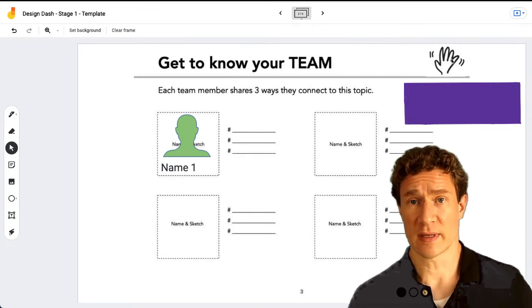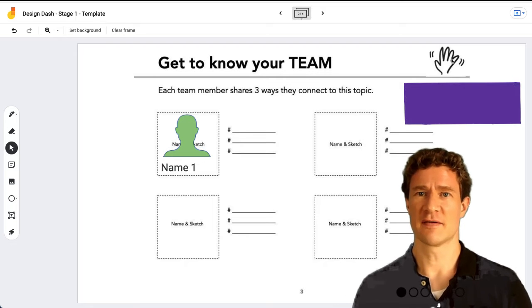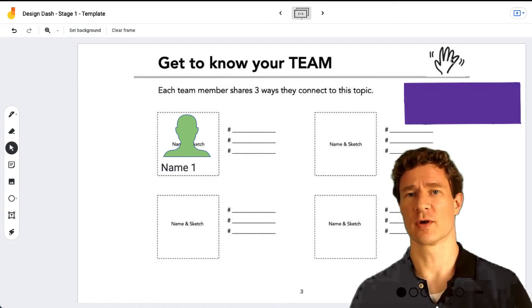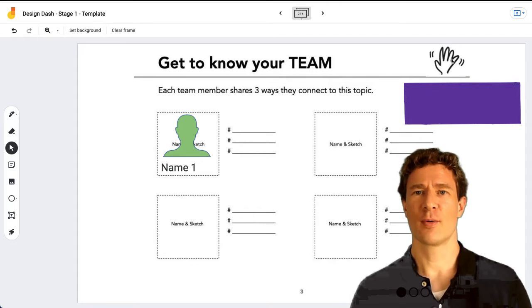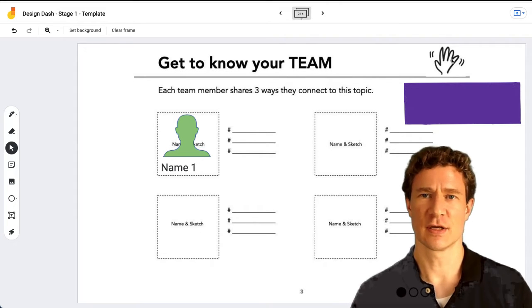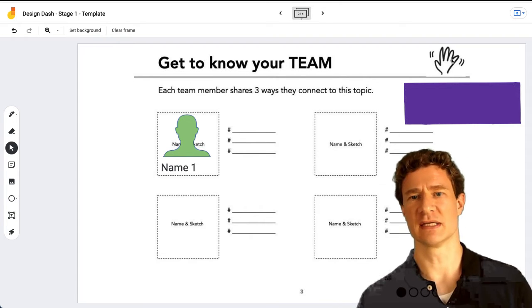All right, so at this point, you know who's on your team, you have some kind of topic that you know you're going to be doing this design dash around. Now, let's see if you can get to know your team members and what they know about this topic and what you're going to be designing.